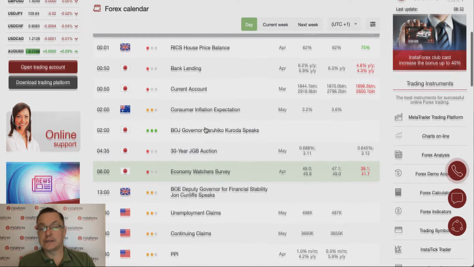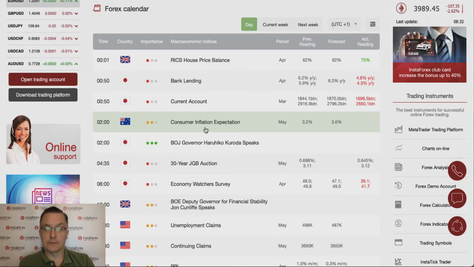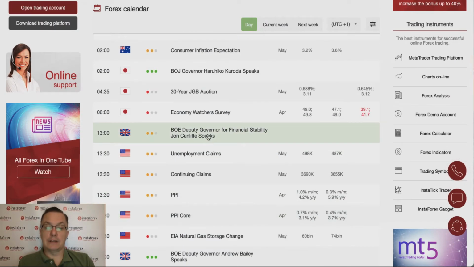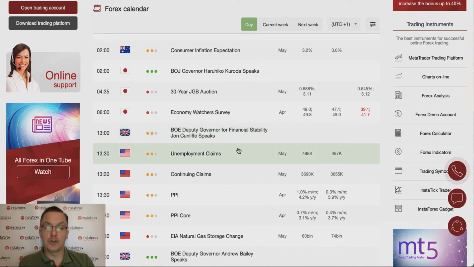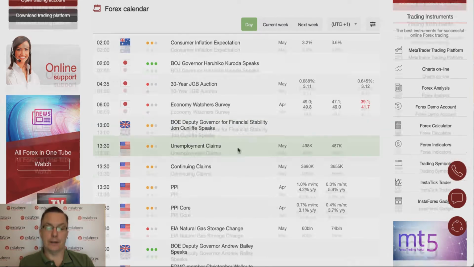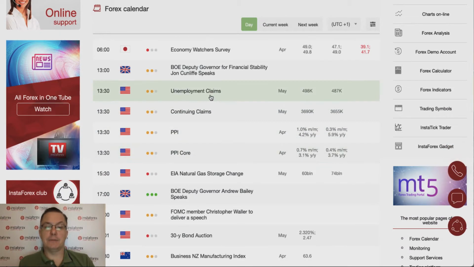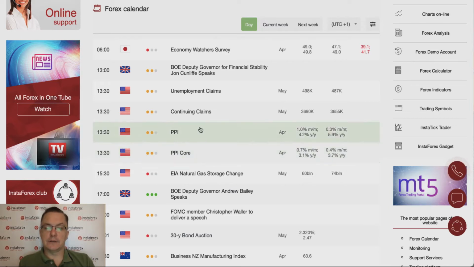No data is scheduled for release today from the Eurozone during the London session, so there is absolutely nothing here until 1 p.m., when there's another speech from Bank of England Deputy Governor for Financial Stability, Jon Cunliffe. Okay. At 1:30, unemployment claims, continuing claims, PPI and PPI core data from the US are scheduled for release. As you can see, most of them are not that much different, so we will see what is going on in the US economy.